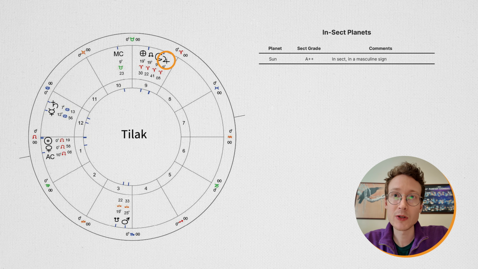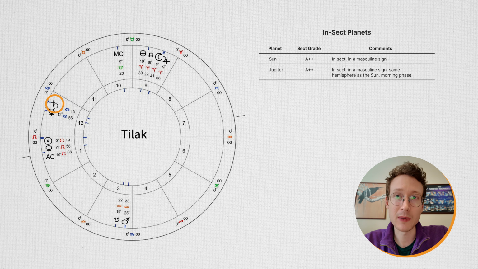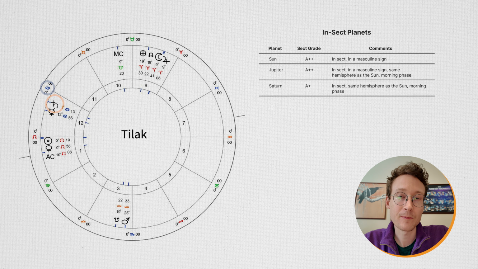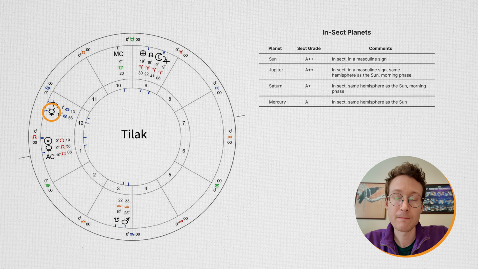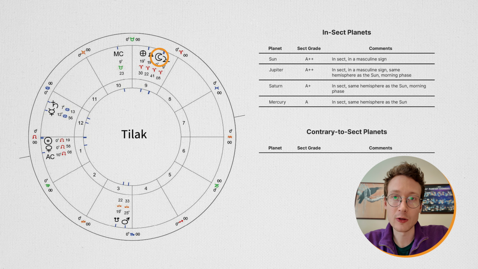Then you have Jupiter, which is in sect in the masculine sign of Aries, in the same hemisphere as the Sun, and in its morning phase, so it also receives an A++ grade. Saturn is the in sect malefic. It's in the same hemisphere as the Sun and is in its morning phase, but it's in a feminine sign, the sign of Pisces, so it just receives an A+. Mercury, which is in morning phase, is in sect and in the same hemisphere as the Sun, so it receives an A grade.